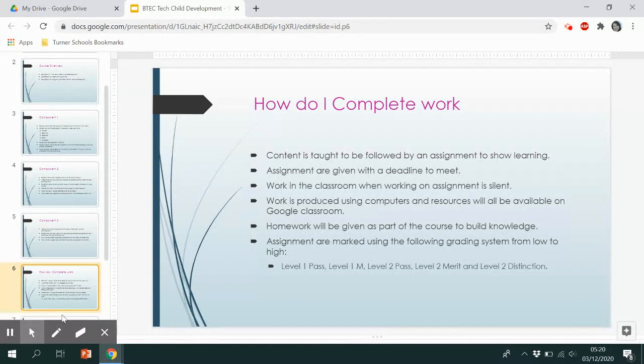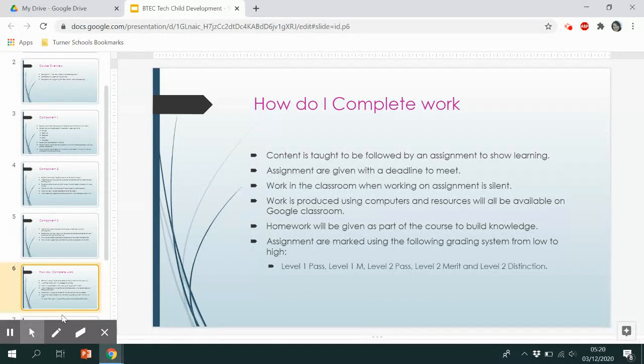How do I complete the work? So in BTECs, we usually do some taught content and then it's followed by an assignment, which is your assessment. The assessment will show the learning that you have done during the teaching time. Assignments are given with a deadline to meet. This is extremely important, as if you are behind on one deadline, you will then end up behind on the next as they follow each other.